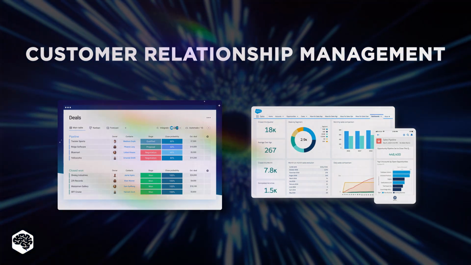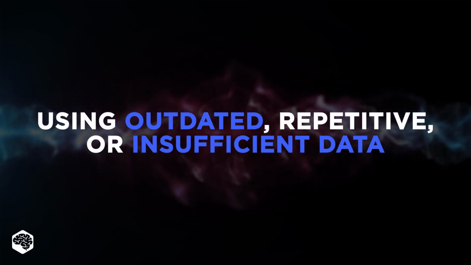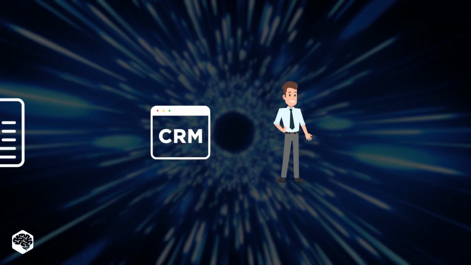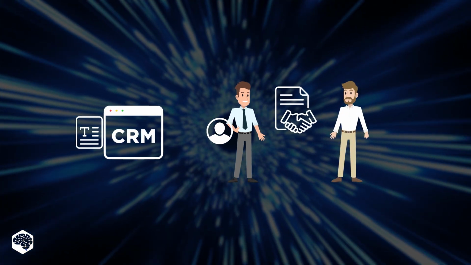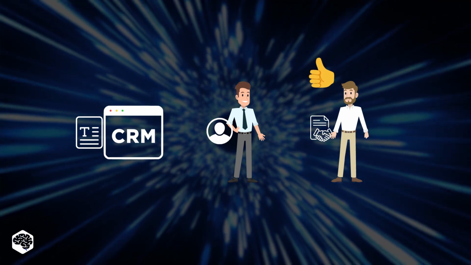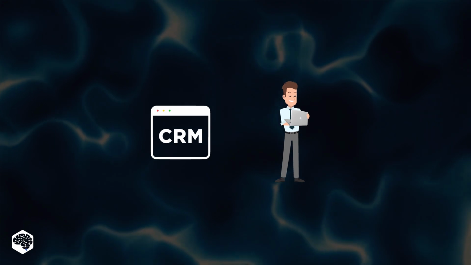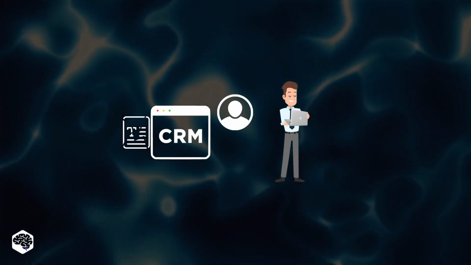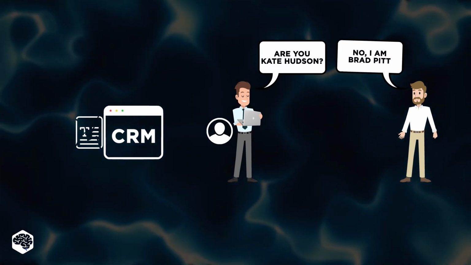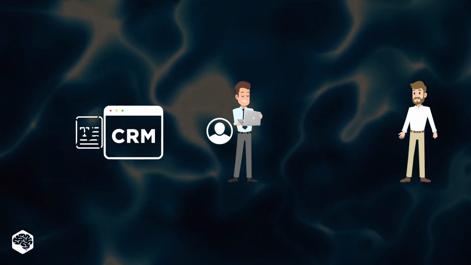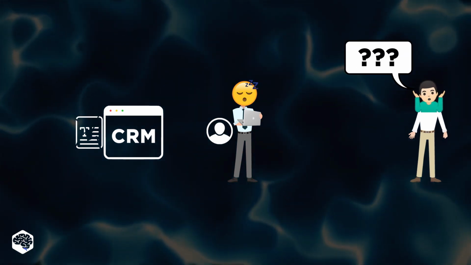The first mistake to avoid is using outdated, repetitive, or just plain insufficient data. You know, information plays a huge role in all business processes, but if you're using irrelevant data, it can be a real bummer. This is true for CRM systems too. Bad data can lead to wasted time looking for the right customer record, inaccurate reports, messages that go unanswered, lost leads, missed sales opportunities, and even a hit to your brand's reputation.